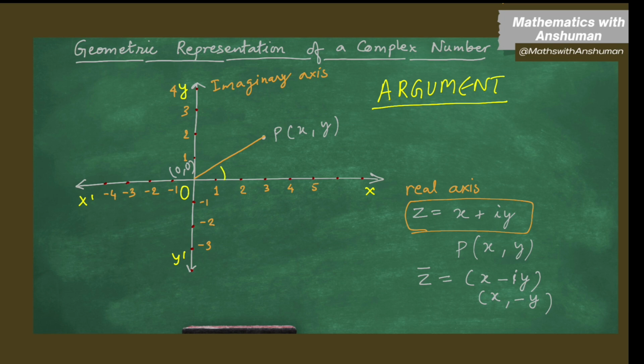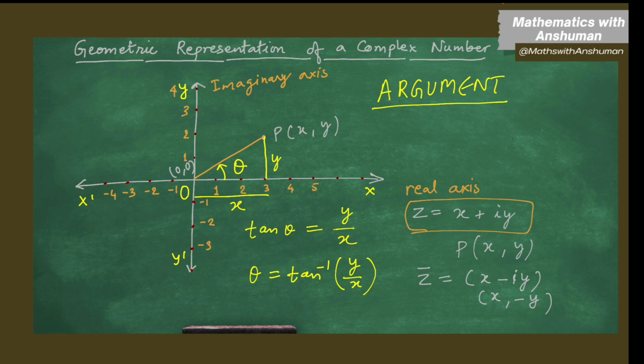angle it makes with the x-axis, let this angle be theta, then the vertical side is the quantity y and the horizontal side is x. Then tan theta is equal to perpendicular by base. Here perpendicular is y and the base is x. Now theta is equal to tan inverse y by x, and this is called the argument of the complex number.